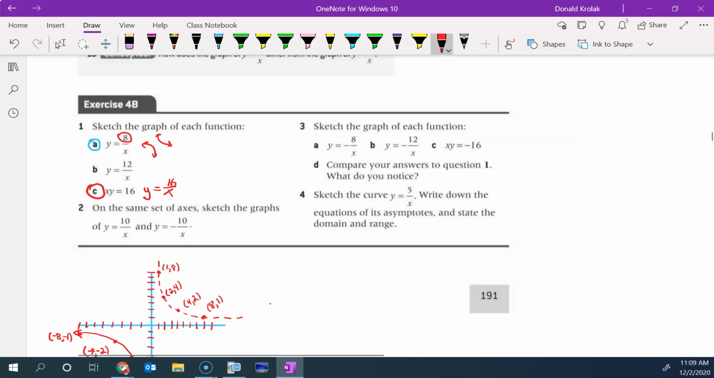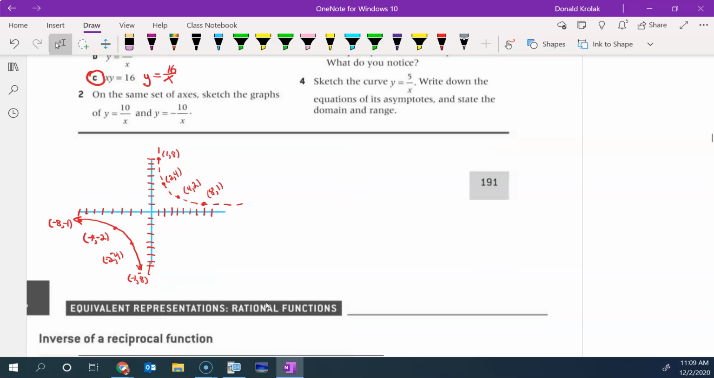Now, if we put a negative on it, like 3a, we know that that's just going to flip, and now the one down in the third quadrant is going to go there. Now, when you're graphing these, you know how I make a big stink over, you got to label stuff? Just label a few points on here. That's all you got to do.